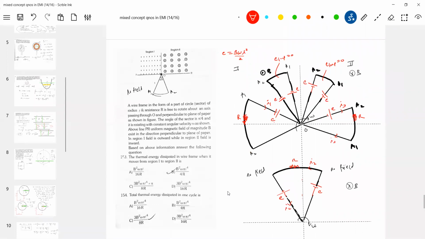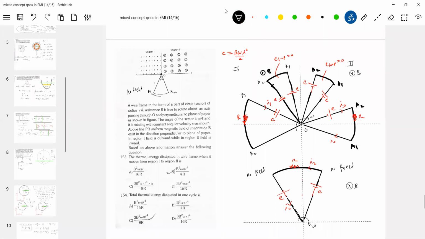There'll be current, there'll be EMF induced, when the loop is entering from one region to other region, or from no field to field, or coming out of the field, entering the field, or coming out of field when going from one region to other region. What is I1? B omega L square by 2R. What about I2? 2E, no? Both the EMFs will add up here.